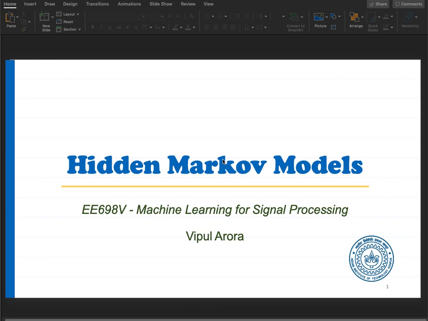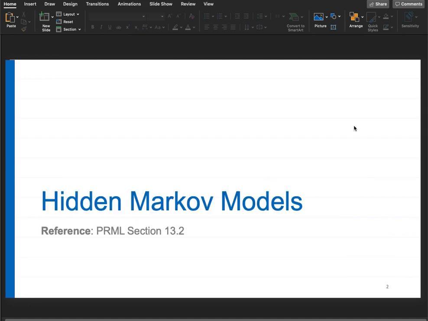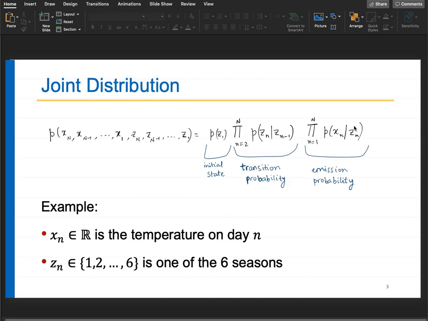Welcome to today's class. We are going to continue our discussion on hidden Markov models. The reference is PRML section 13.2. So what is the hidden Markov model? It takes care of the temporal evolution.